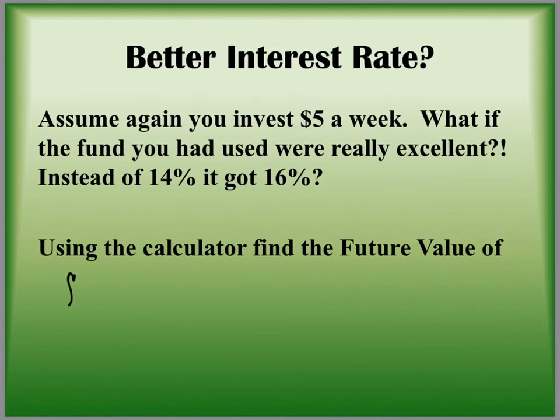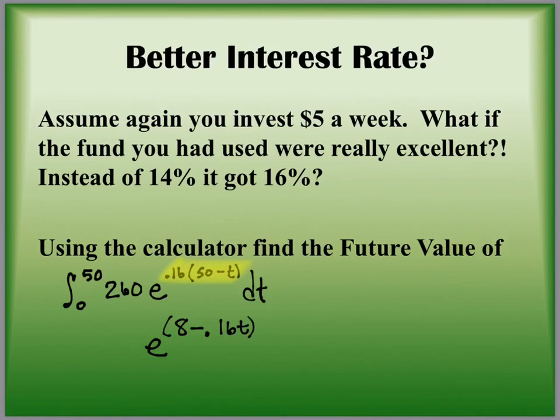So our equation would go from 0 to 50 still. It would still be the $260. But instead of the 0.14, it's 0.16. And then it's 50 minus t dt. Or if you want to rewrite this piece so that you can put it in the calculator a little nicer, this would be 8 minus 0.16t. That's the exponent, if you want to do it that way. I mean, it's just 2%. I didn't change how much I put in like I did in my other example. It's just 2%.